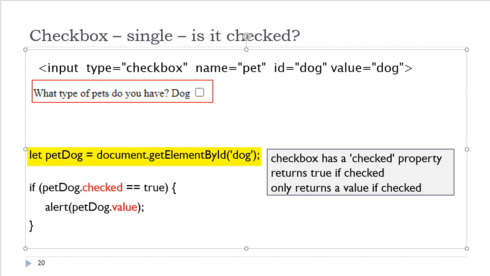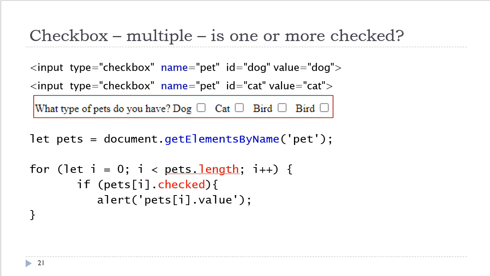First, we're going to access that element, getElementById dog, stored in a variable. Then we're going to test if the checked attribute is true. And if it is, then you might want to say something. And if it is true, you can also retrieve the value. Again, you cannot retrieve a value unless it is checked.